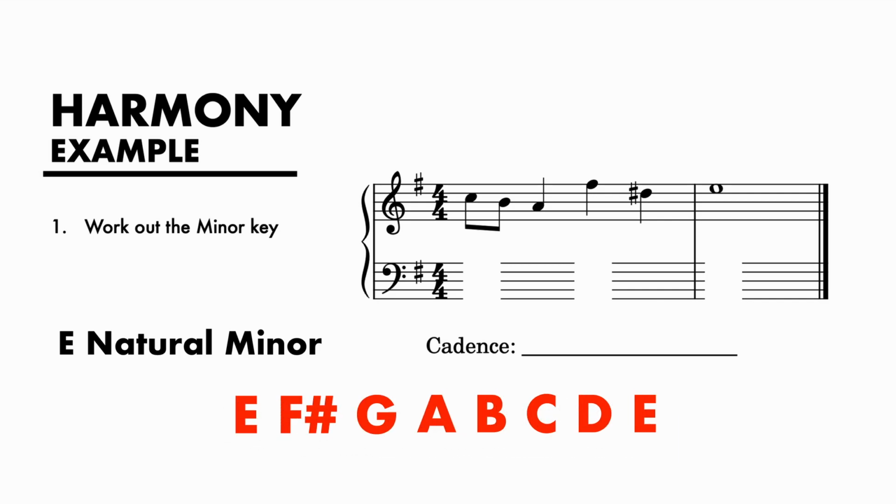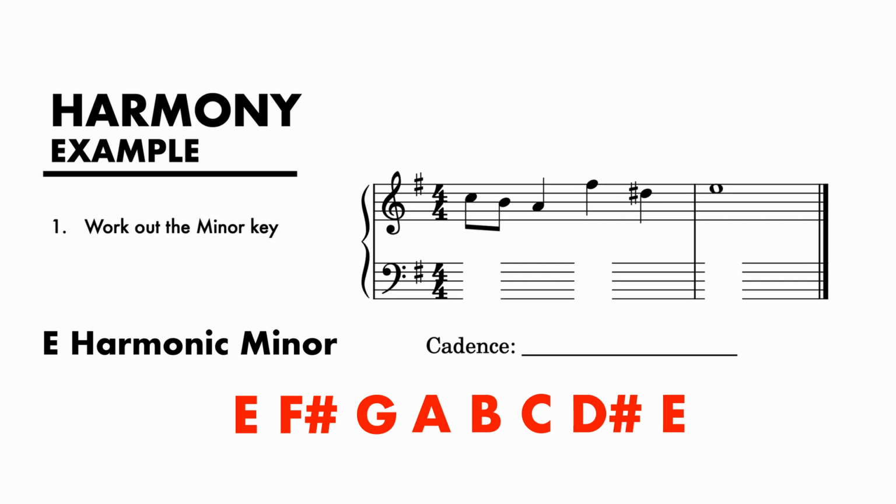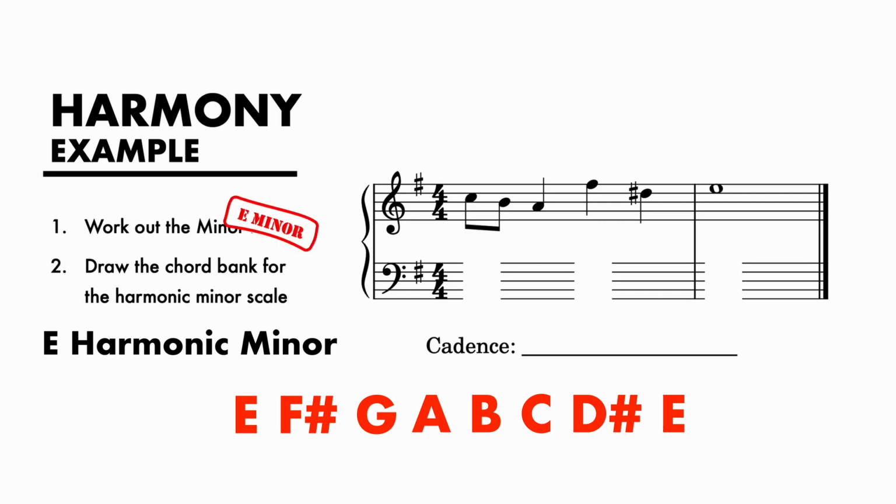One final thing we need to do is raise the 7th degree of this natural minor scale to get the E harmonic minor scale. And now we are ready to work with chords in this key. Notice also how the melody has a D sharp on the last beat of the first bar here. We're going to draw a chord bank now using the harmonic minor scale.